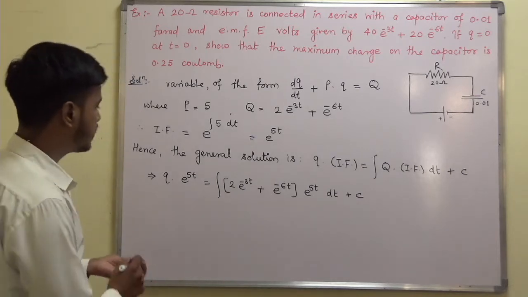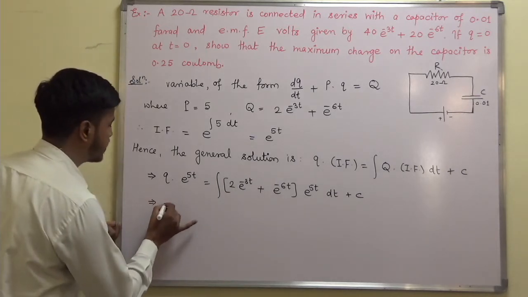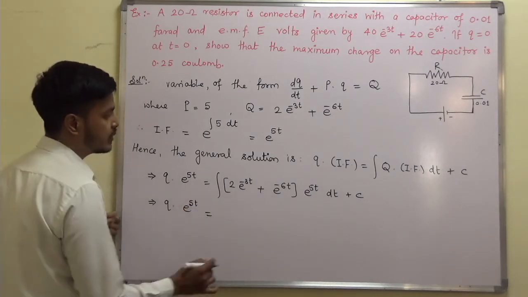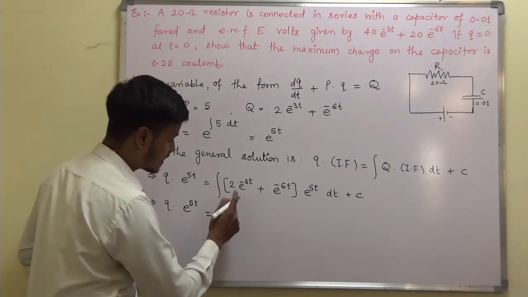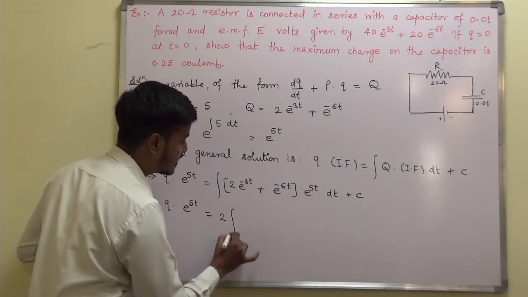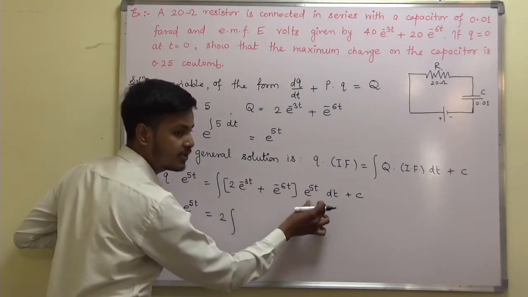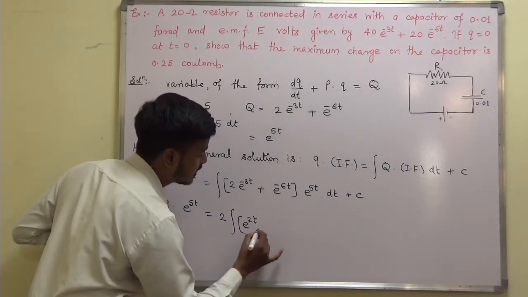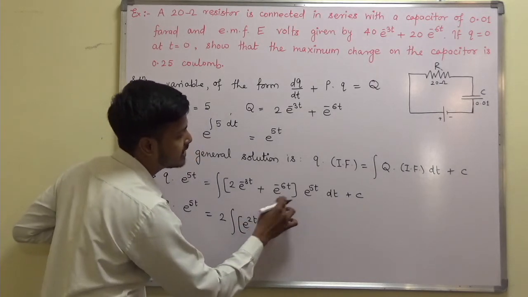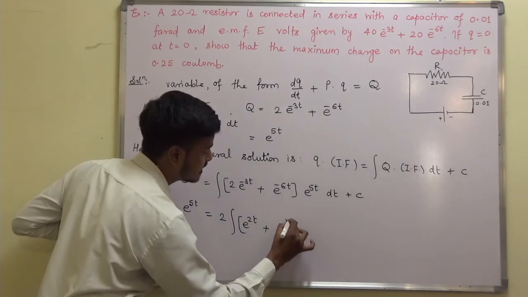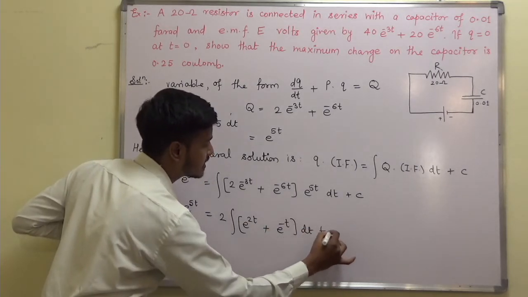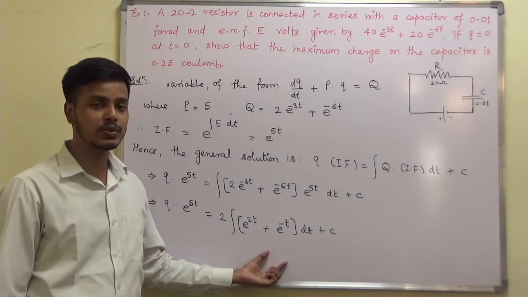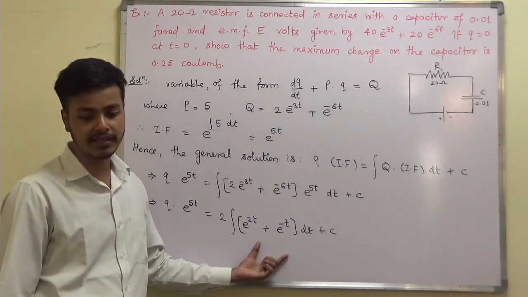So when you solve this, you'll be getting q times e to the power 5t is equal to, multiply this to this, you'll be getting 2 times the integration of e to the power minus 3t times e to the power 5t. So this is e to the power 2t plus e to the power minus 6t plus 5 e to the power minus t dt plus c. And this is the very elementary integration that each student of mathematics can easily write.